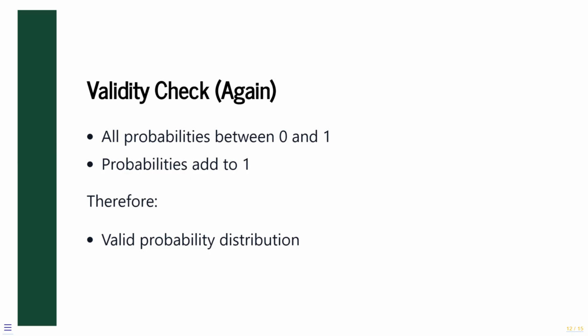Again, we check validity. Every probability lies between 0 and 1, and the total probability sums to 1. Because these conditions hold, the table represents a valid probability distribution. Whether a distribution has 4 possible values or dozens, these two checks remain the same.